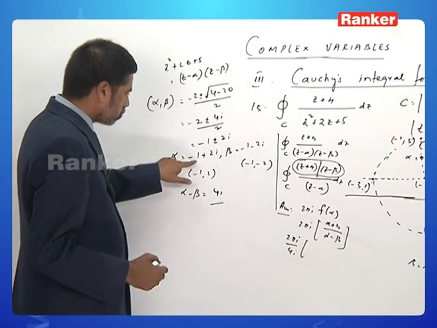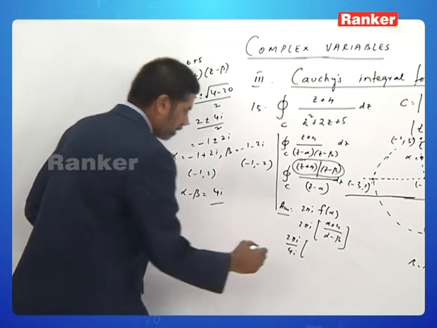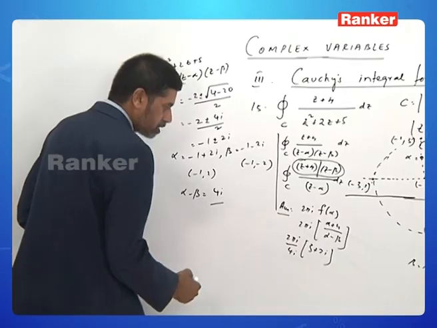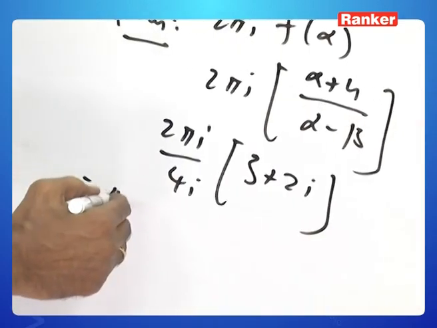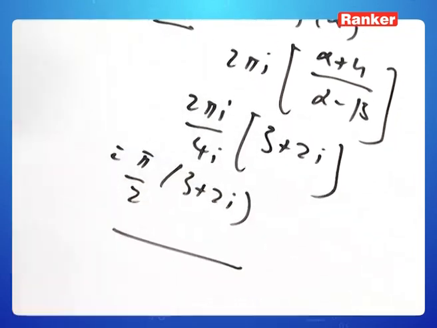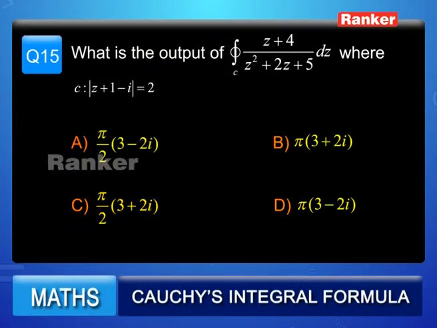Alpha is -1 plus 2i. To this you add 4. You will get 3 plus 2i. So if you cancel this, you will get pi by 2 into 3 plus 2i. You can find this as option C in the list.